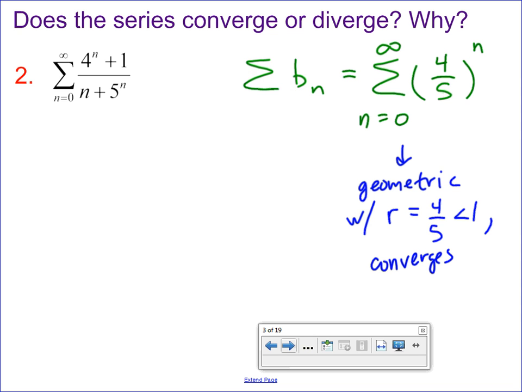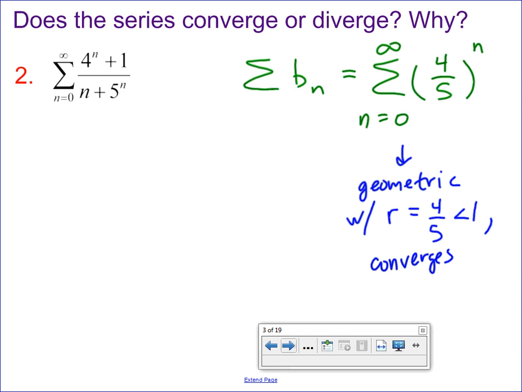Well, if n equals 0, the very first term is (0 plus 1) over (0 plus 5), that's 1/5. Wait, 4 to the 0 is 1, plus 1 is 2, and the bottom would be 1, so that would be 2. That is greater than this.